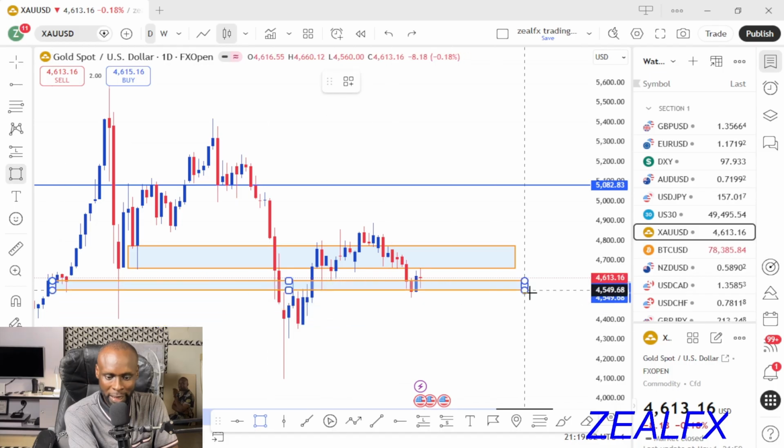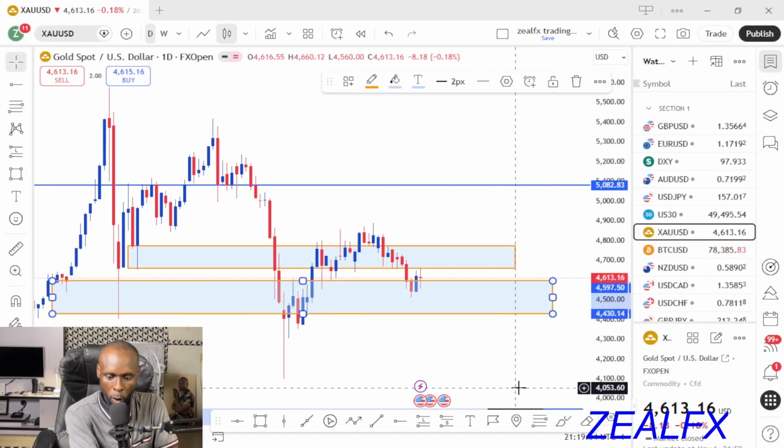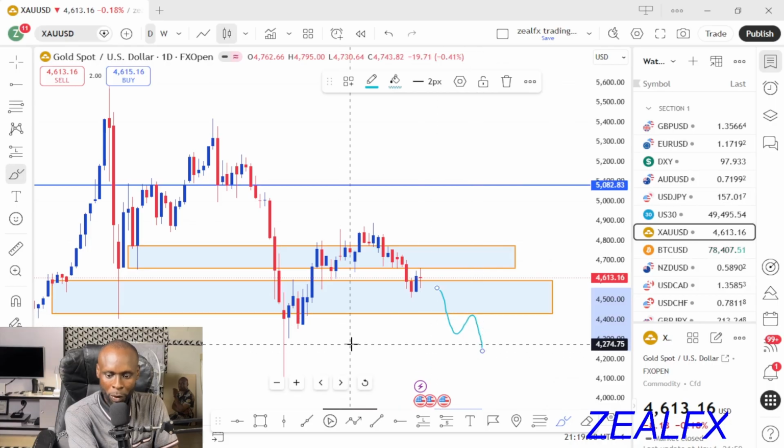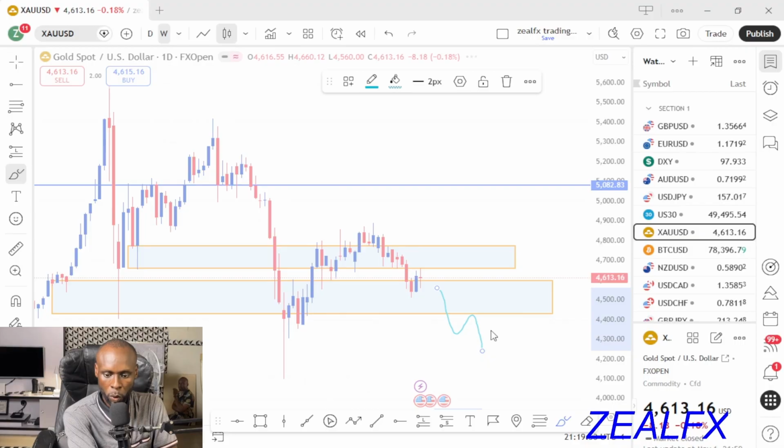We need a clear break of this daily support level for us to sell the gold to the downside. So without that break, we stay neutral on the gold. Once we see the break, we start selling. But if we don't see the break, we remain neutral for the gold. So let's look at the weekly time frame on the gold USD.